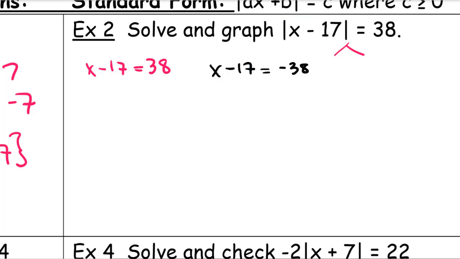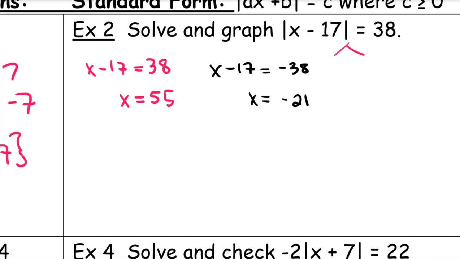Now, once you set this up from here, it is just basic arithmetic. If you add 17 to both sides, you will get 55 for the left version. And if you add 17 to negative 38, on this one you'll get negative 21. So these are our two solutions, x equals 55 and x equals negative 21.